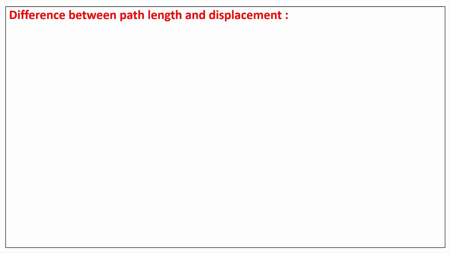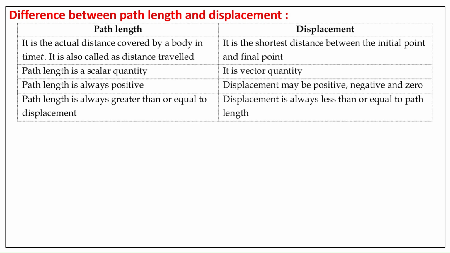Next, difference between path length and displacement. Path length is the actual distance covered by a body in time t. It is also called distance traveled. Displacement is the shortest distance between the initial point and final point. Path length is a scalar quantity. Displacement is a vector quantity.